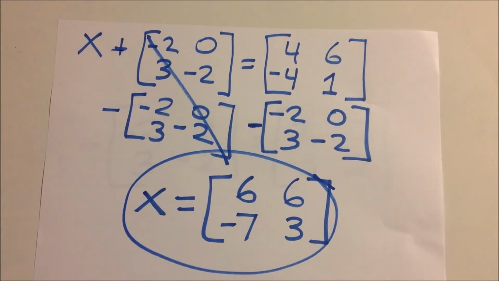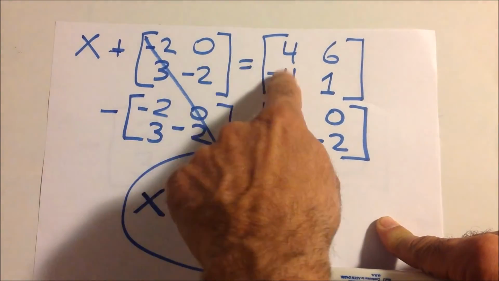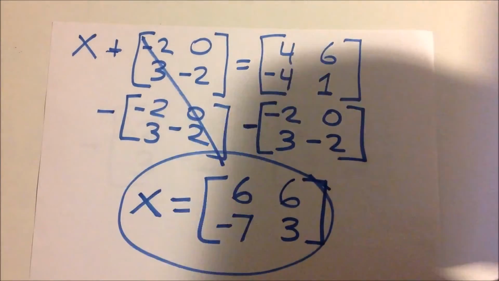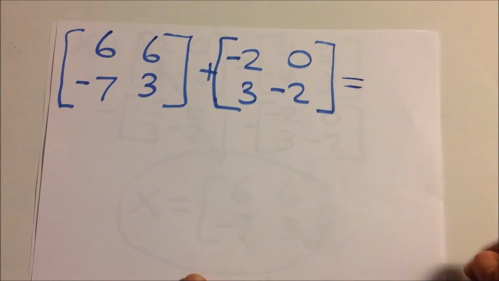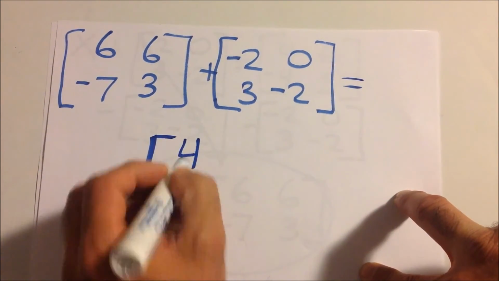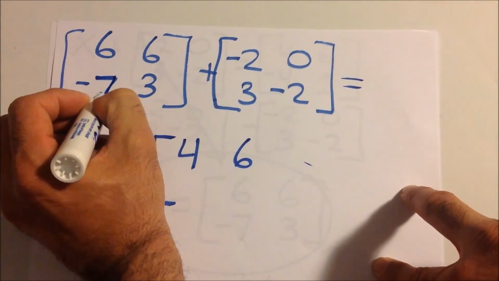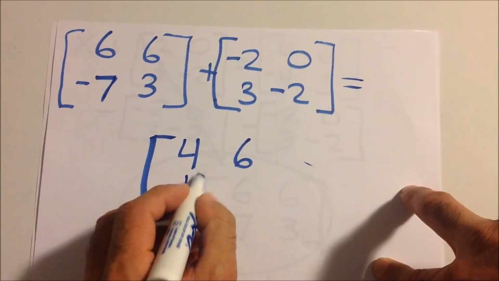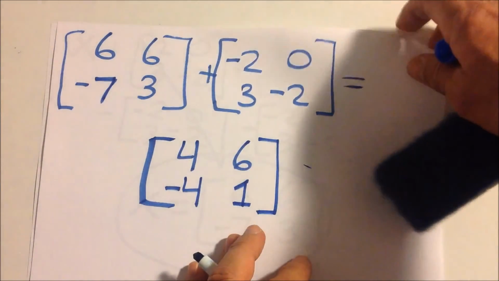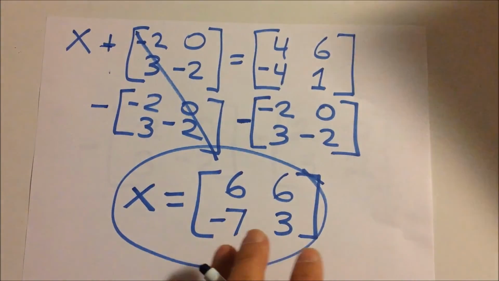When we want to check, we want to take this for x, plus it with this, and we should get that answer. So let's check. Okay, so we're plugging in x. So now 6 plus negative 2 is 4. 6 plus 0 is 6. Negative 7 plus 3 is negative 4. And 3 plus negative 2 is 1. So this answer was that answer which we had before. So that's how we check it.